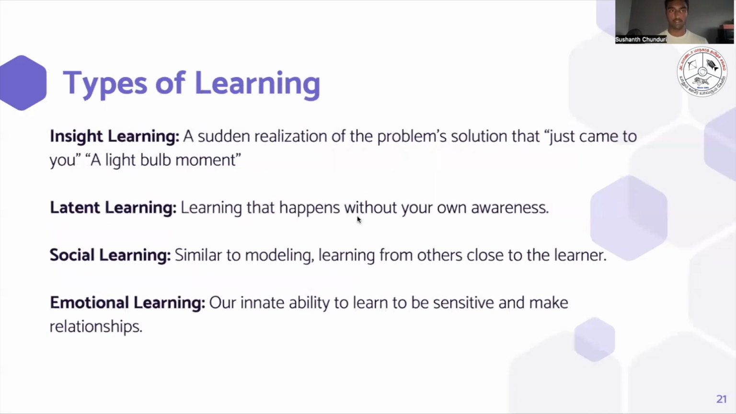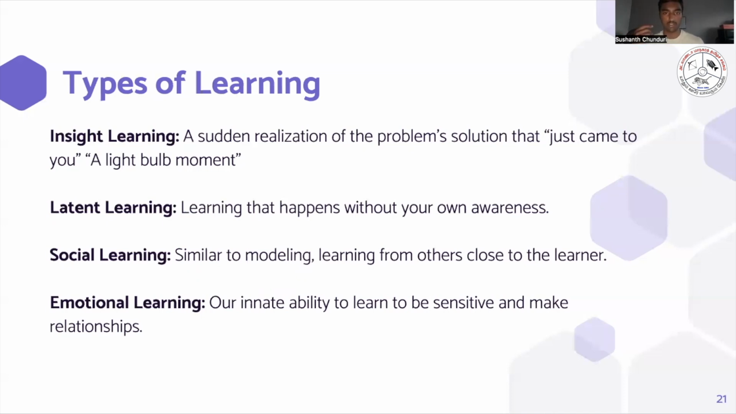Okay, types of learning. So you also have insight learning, latent learning, social learning, and emotional learning. Insight learning is when you have a sudden realization to a problem that just came to you. So like a light bulb moment. It just popped in there and you understood it immediately. Latent learning is learning that happens without your own awareness. So say you're taking notes and you're not really thinking about it, but you still remember some of what you took notes on. That's latent learning.